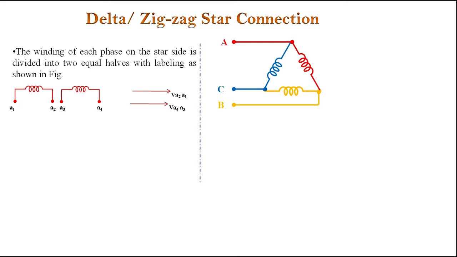First, half of all the phases A, B, C are connected in star. That is what I am doing here: half of all the three windings, A, B, C. Here it is A1, A2, half of the windings of phase A. It is B1, B2, half of the phase B winding, and it is C1, C2, half of the C phase winding.